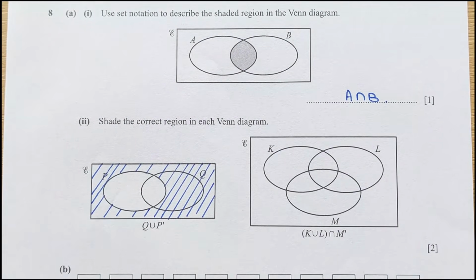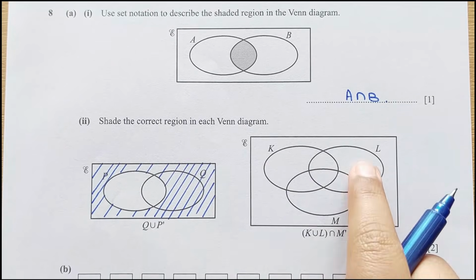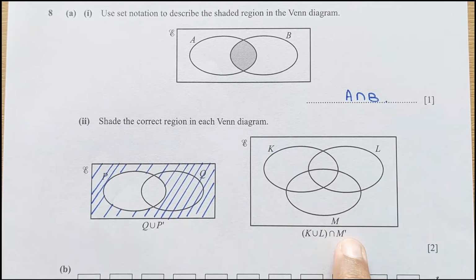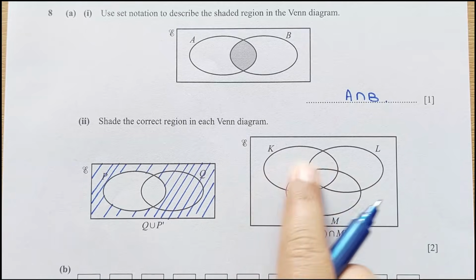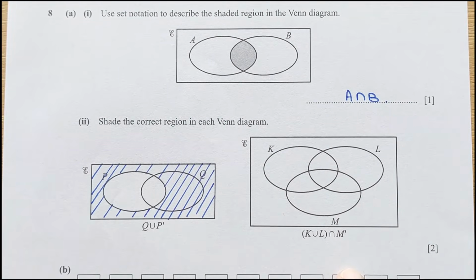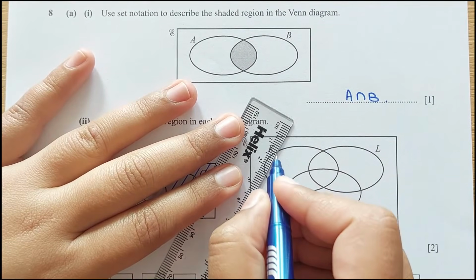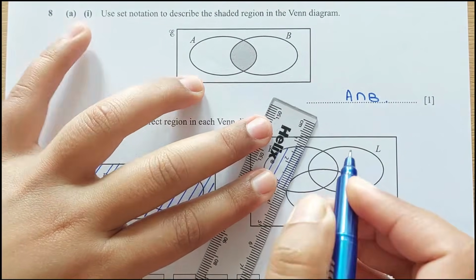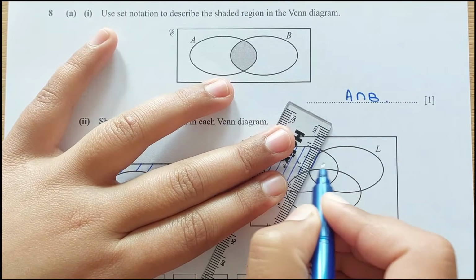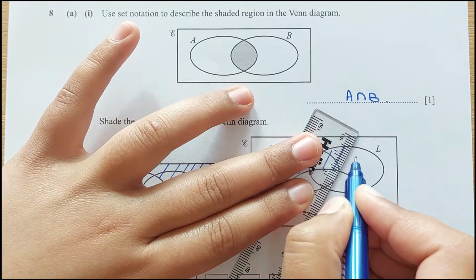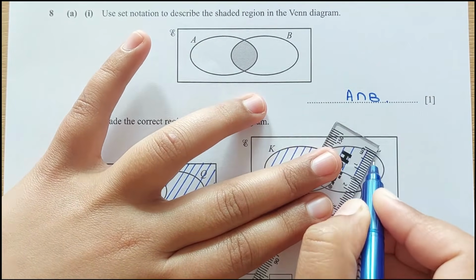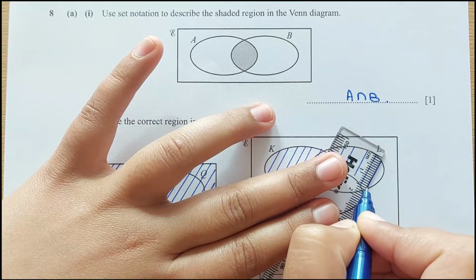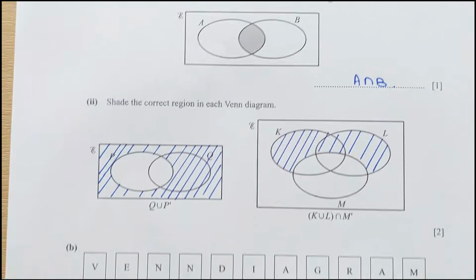Okay, now for the second, we have K union L, and its intersection with M complement. This is M and outside of M, just K and L, and the M region is not included. M is not included. Right, so this is a shaded one.